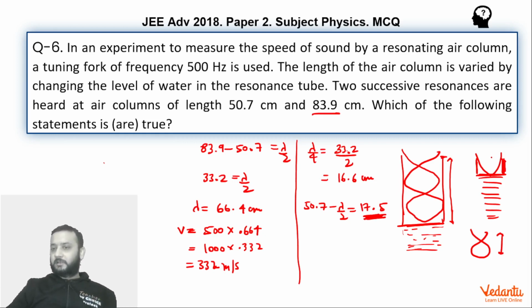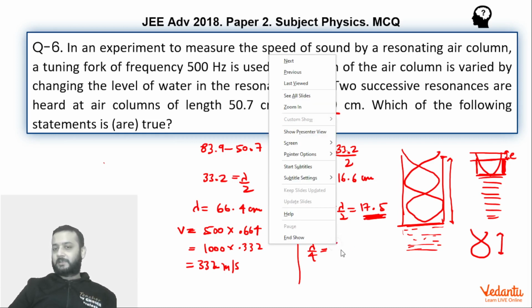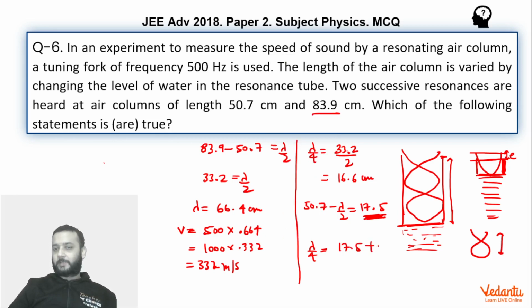Okay. Now, lambda by 4 must be equal to 17.5 plus end correction. This value is called end correction. What is end correction? End correction is that the displacement antinode is formed slightly above the open end of the tube. This is the open end of the tube, and this is the displacement antinode. So it is formed slightly above the open end of the tube. So we can say lambda by 4 must be equal to the length of the air column in fundamental mode plus E. So basically we can say that 17.5 plus E.